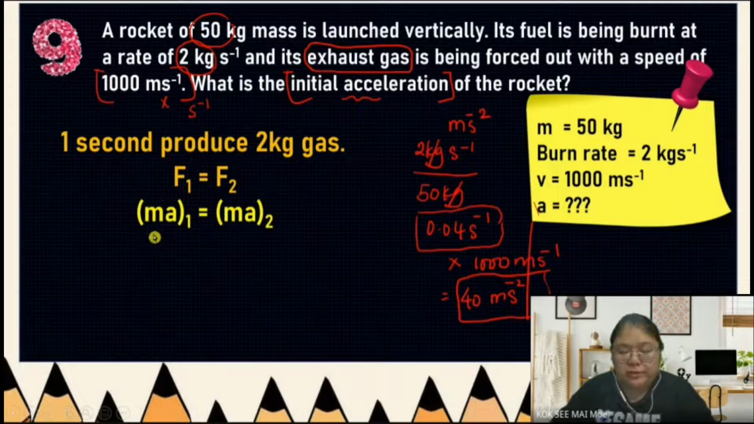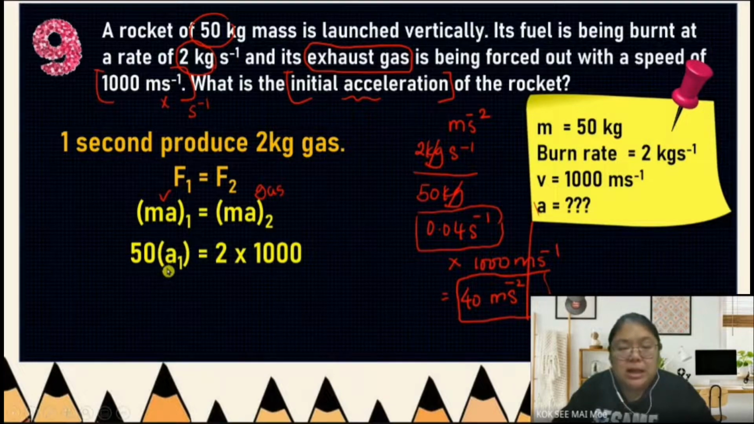The first M is for the rocket, the rocket they want to launch. This one is for the gases. For the rocket, we know the mass is 50. Then the acceleration, we do know, it is the initial acceleration for the rocket. For the gases, we know the mass is 2 kilograms per second. So I take 50 times A1, and for this side I straightforwardly take 2 multiplied by 1,000. So it becomes M A already: 2 kg s^-1 multiplied by 1,000. So it becomes M A. Straightforward.